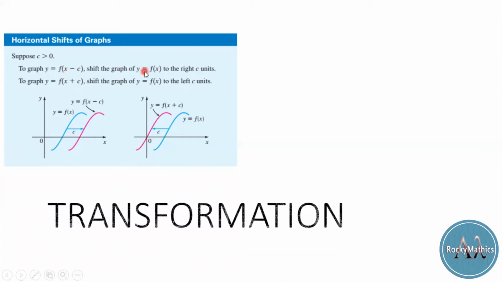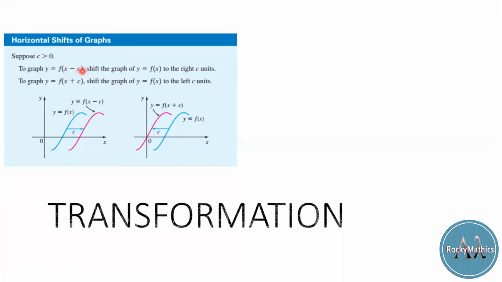Take note, if the function is of this form, x - c, all we have to do is to shift the graph of f(x) c units to the right. Why is it c units to the right? Because we have f(x - c), and if we equate this x - c to 0, the value of x is equal to c, which means the value of x is on the positive axis.